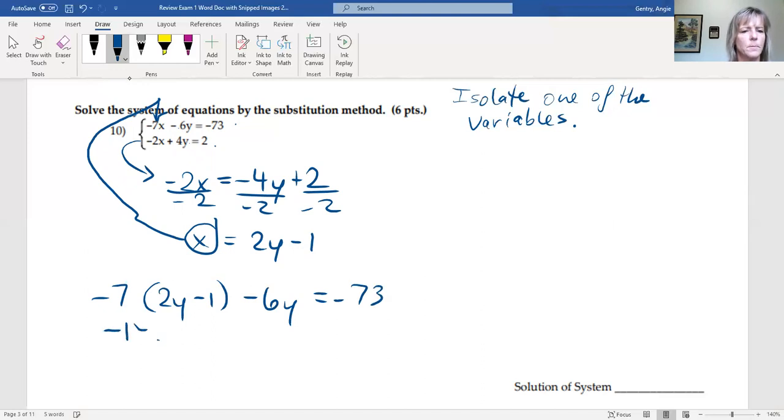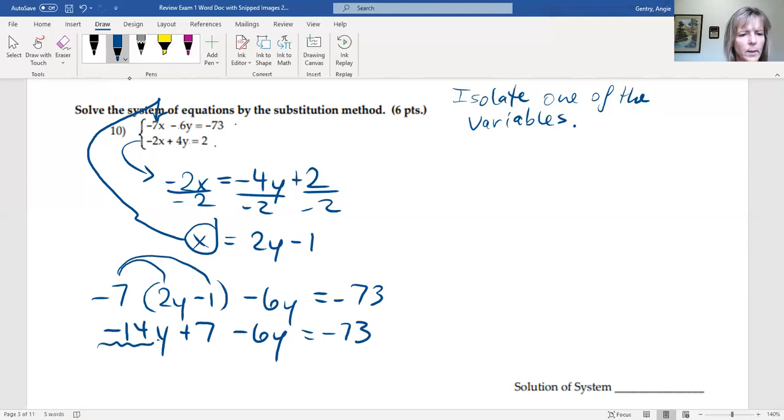Then we distribute. -14y plus 7 minus 6y. Be careful with the distributing. Anytime with this video, you can just hit pause and say, oh wow, what happened? How did she get that? You distribute. Negative times negative is positive.